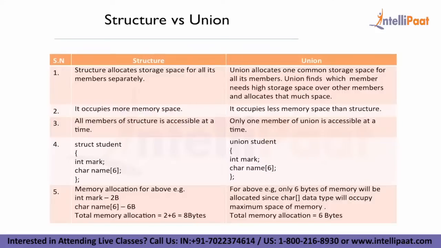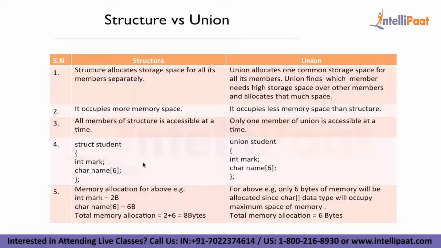Structure allocates storage space for all its members separately, whereas union has a common storage space which is equal to the biggest member of the union. Structure occupies more memory space, union occupies less memory space, obviously, because structure allocates storage space for all its members, while union allocates memory space for only one member. All members of a structure are accessible at a time, but in a union only one member is accessible at a time. This is again related to memory, where structure can allocate memory to all its members, but union cannot do that. That's why we can access only one element at a time in a union.